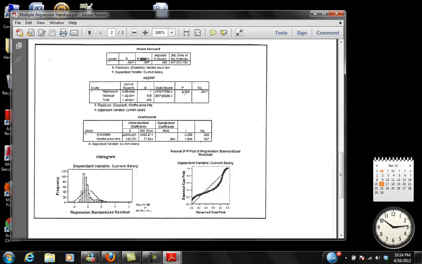Here we have an F statistic and a p-value right here. And see how that p-value is not less than 0.05? So we're going to say the relationship between these two variables is not significant.